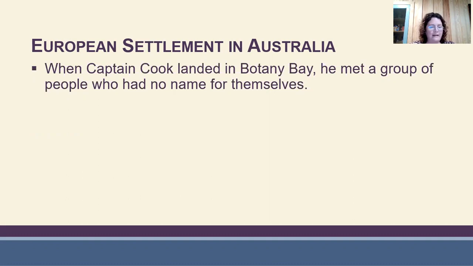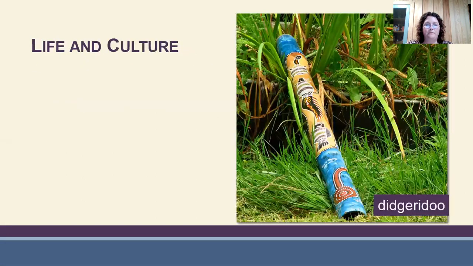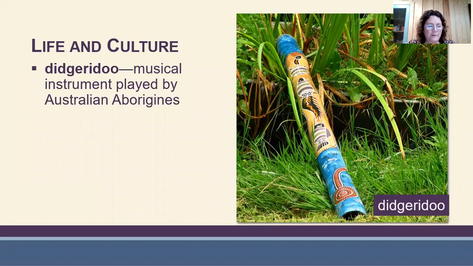When Captain Cook landed in Botany Bay, he met a group of people who had no name for themselves. The Europeans called these people Aborigines. The word Aborigine comes from a Latin word that means origin or original. So we're going to look at some of the different things about the original Australians, these Aborigines.